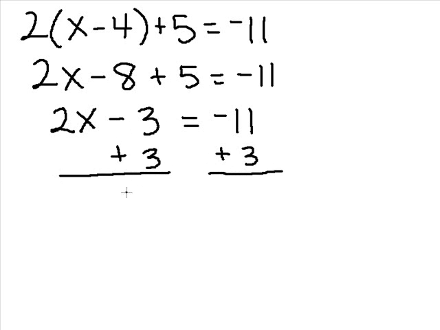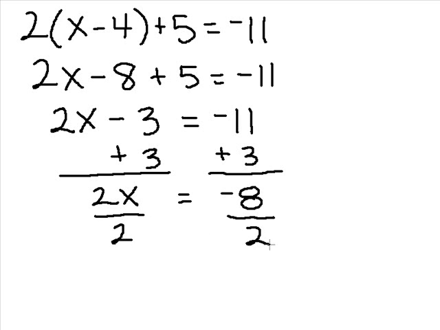2x minus 3 plus 3 leaves us with 2x on the left. Negative 11 plus 3 equals negative 8 on the right. We're almost done. All that's left is to get x by itself on the left side of the equation. I know that 2 divided by 2 equals 1, and 1x is the same as x. So I'm going to divide by 2. Remember, I have to do this to both sides of the equation.